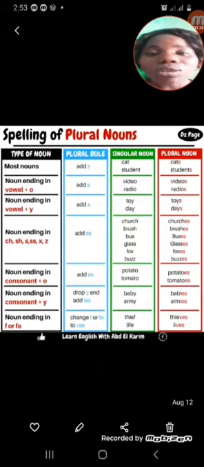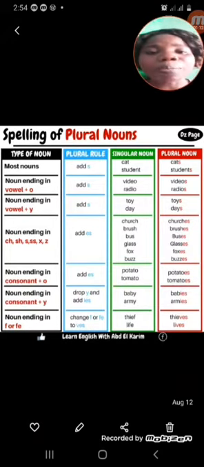I taught you nouns, and I told you that nouns are naming words. A noun can either be singular or plural. When you talk about singular, what is the meaning of singular? Singular means one, while plural means more than one. Anything that is more than one is called plural. It can be two, it can be three. So right from two upward, you have plural.